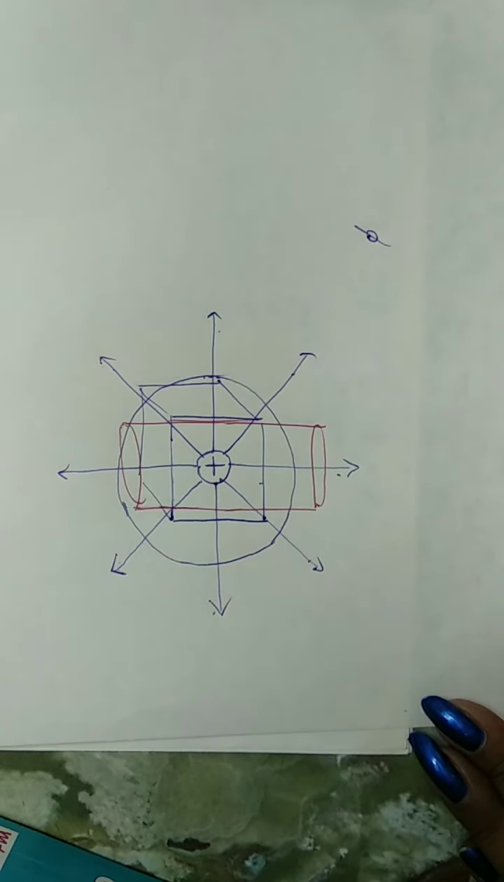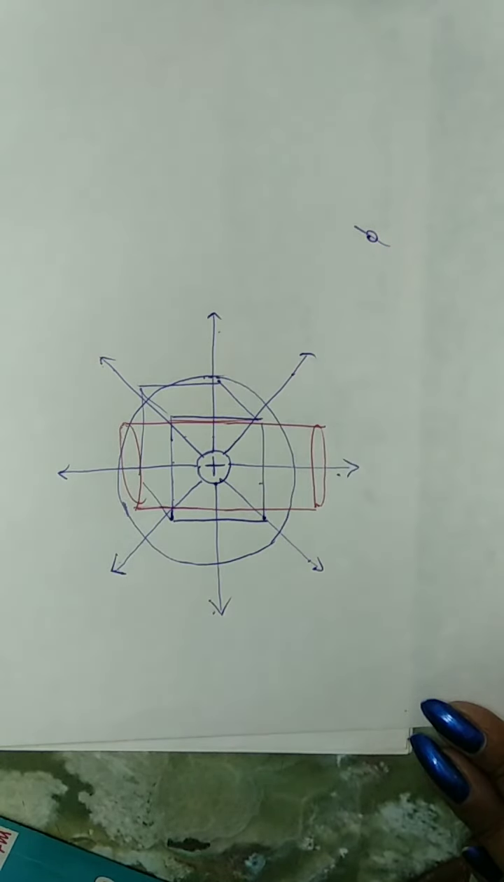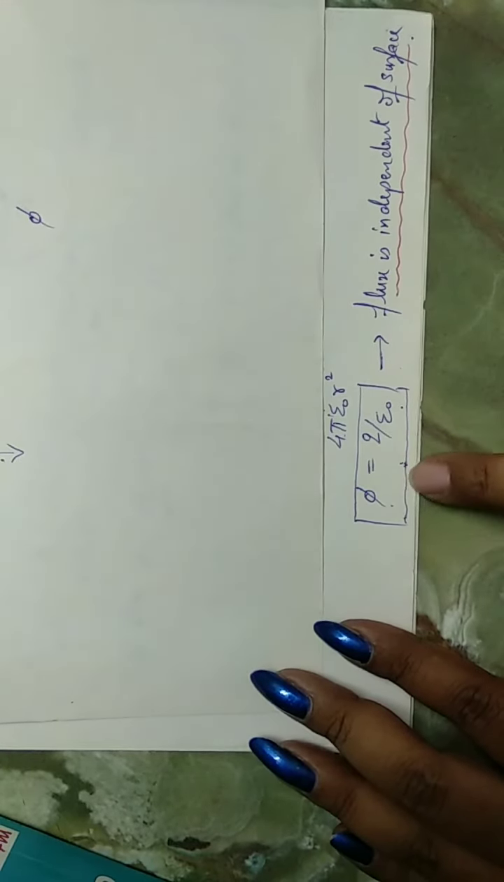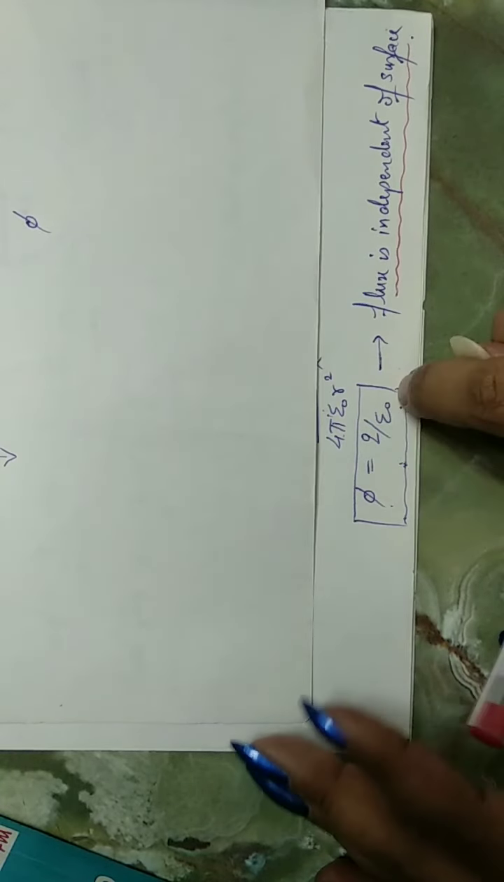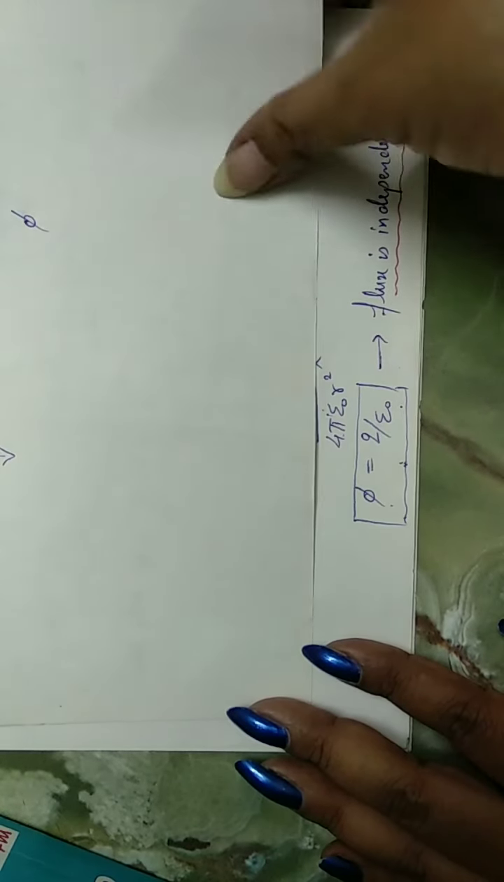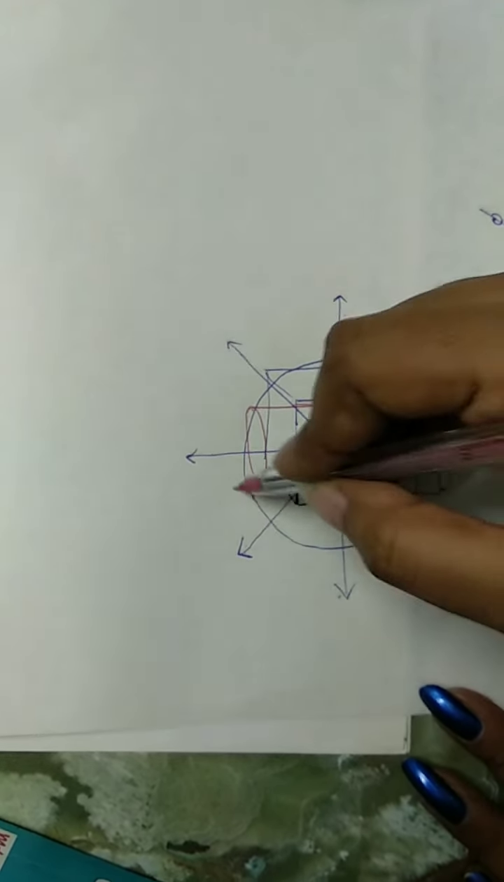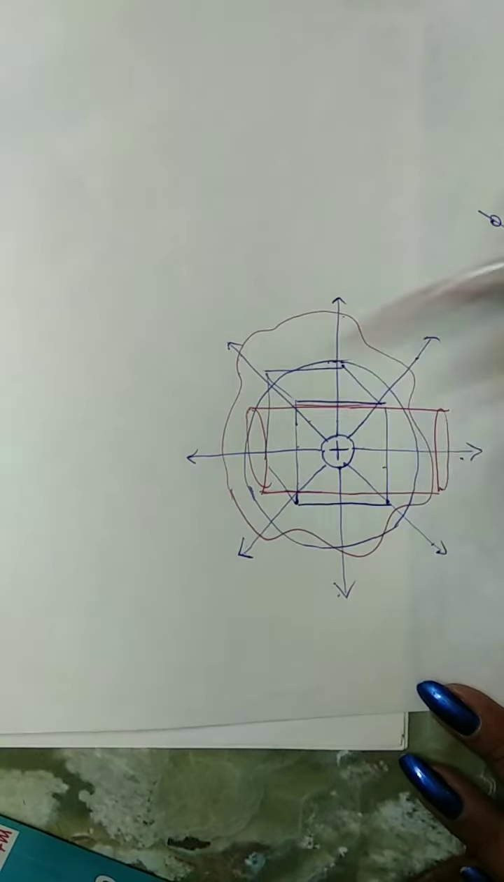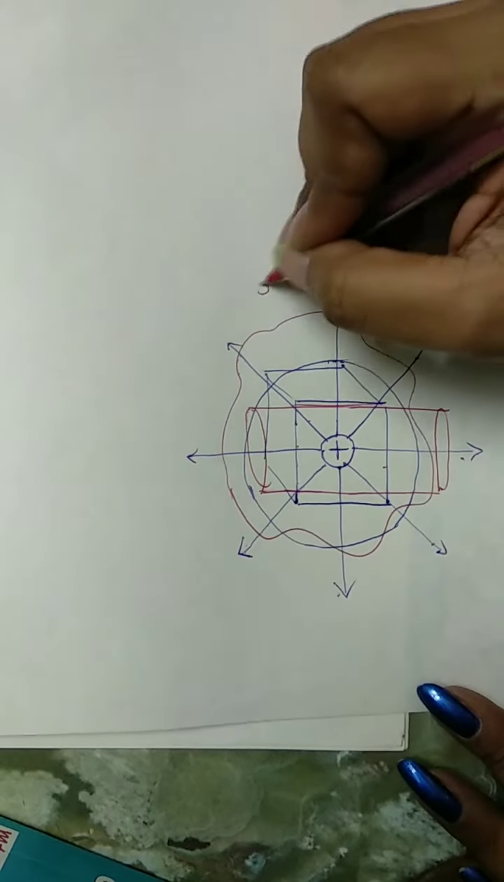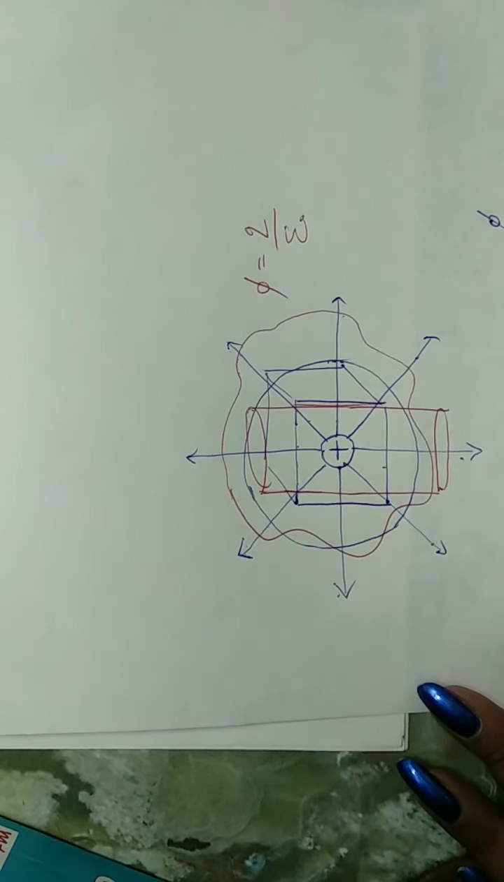Okay. Again count the number of field lines passing through the cylinder. It is again the same: 1, 2, 3, 4, 5, 6, 7 and 8. So from this formula, the flux will always be Q upon epsilon naught. The value of flux does not depend on the surface. It does not depend on the shape or on the size of the surface. I can take any shape of the surface and the flux is going to be Q upon epsilon naught. It is going to be the same.